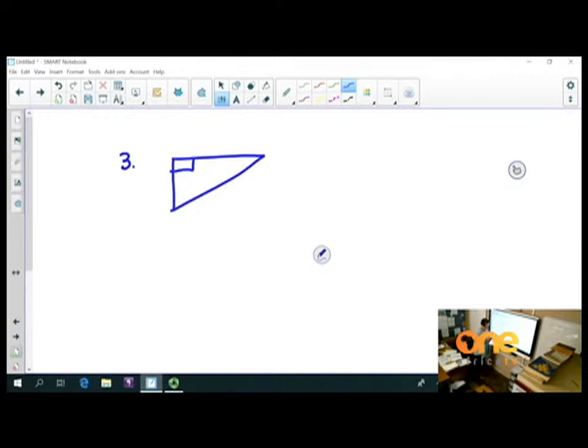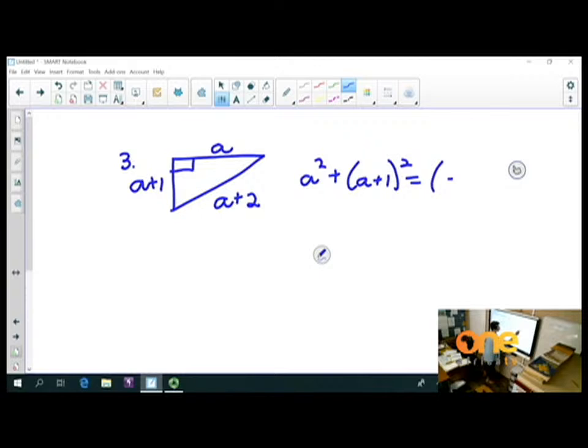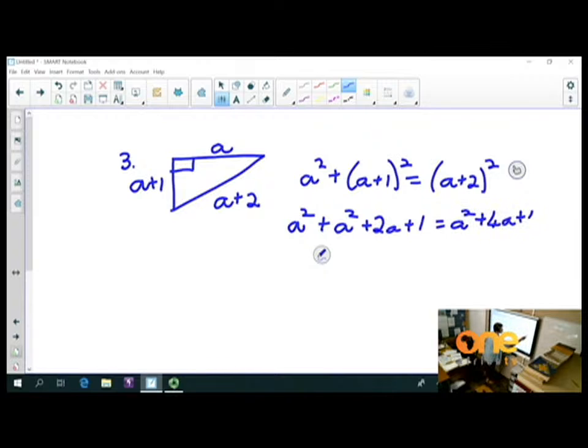Now you have a plus 1, a plus 2, which means this one is the longest side. That one is the longest side. And one of them is then a plus 1 and the other one is a. And again, we can find a by using Pythagoras here. So I can say that a squared plus (a plus 1) squared is equal to (a plus 2) squared. So this is a squared plus 2a plus 1, which is equal to a squared plus 4a plus 4.